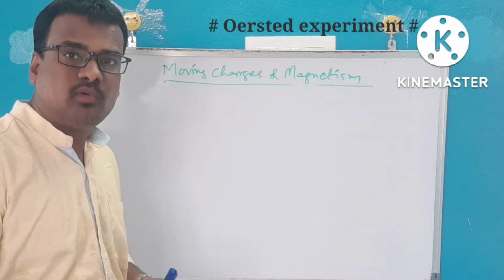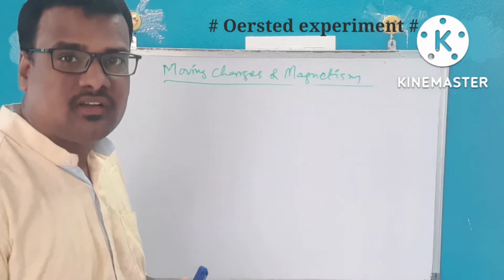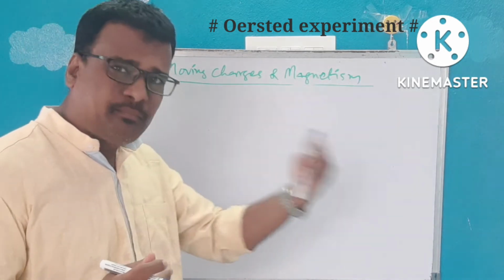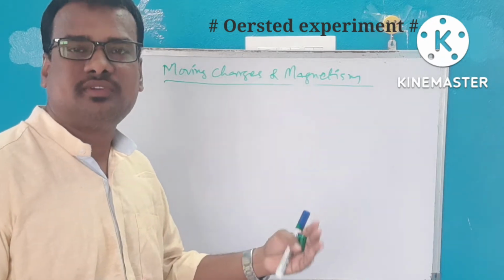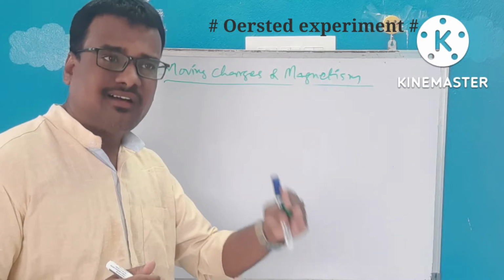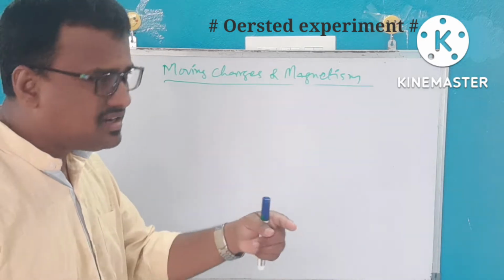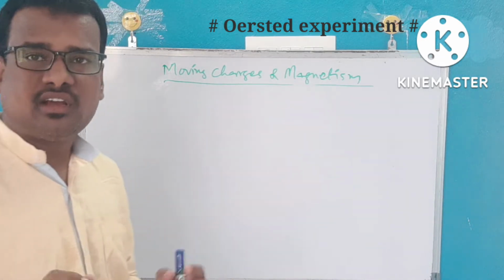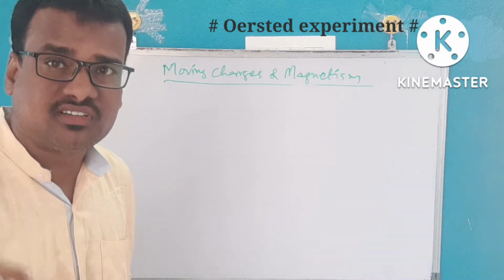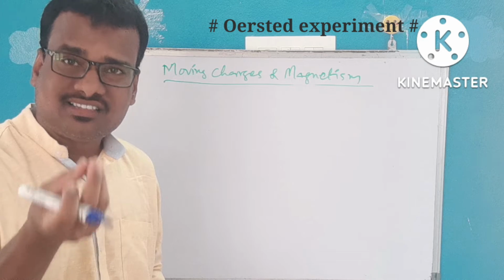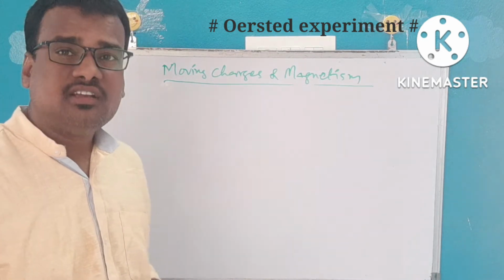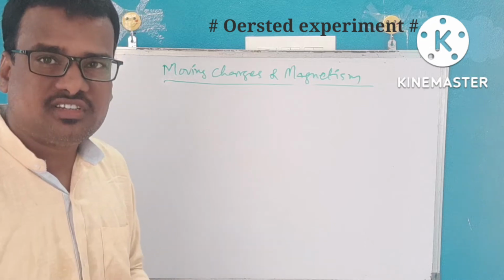In this moving charges and magnetism topic, you must remember that the previous topics, electric charges and fields and electrostatic potential and capacitance, come under electrostatics. Why? Because in those topics we considered only charges at rest, in a static, stationary position. But in this topic, we have to consider the charge in motion.